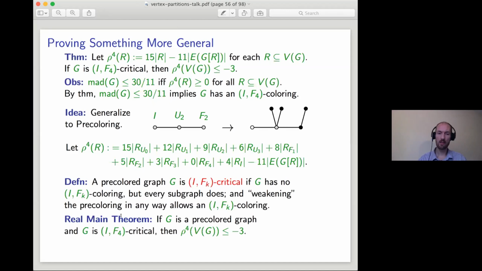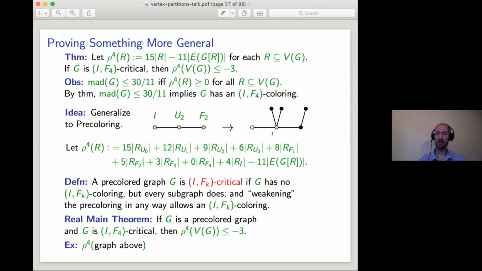All right. So let's state the real main theorem now. It's what we said before, but it's for pre-colored graphs, right? If G is a pre-colored graph that allows I, and you can have U0, U1, U2, U3, U4, and F1, F2, F3, F4, then if you have an IF4 critical graph, then its potential is at most -3, same as before. So just to make this concrete, this graph here is an IF4 critical graph. So if you look at it right now, we don't have much choice about how to color things. There's only this one vertex that's uncolored. And if you color it I, then that's a problem because I is not an independent set. And if you color it F, that's a problem because you get an F component of order 5, which is not allowed in this IF4 coloring.